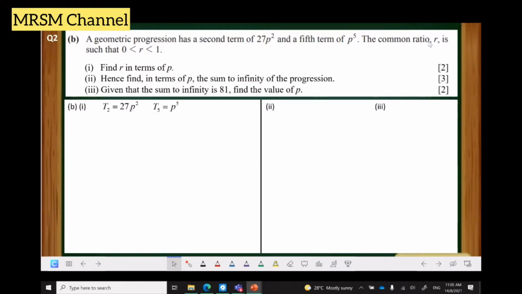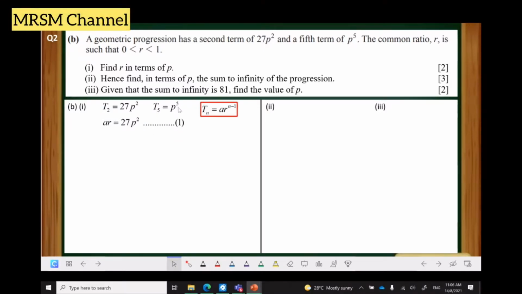Alright, so dia kata common ratio is such that R is in between 0 and 1. Okay, so the formula of Tn for geometric progression is given by Tn is AR to the power of n minus 1. Okay, so kalau kita nak cari R, maksudnya kita kena convert T ni in terms of A and R. So what is T2? T2 is AR to the power of 2 minus 1. Dia akan jadi AR. Okay, so AR is 27p square, and sebab dua benda kita tak tahu kan, A dengan R, so ini akan jadi equation 1.